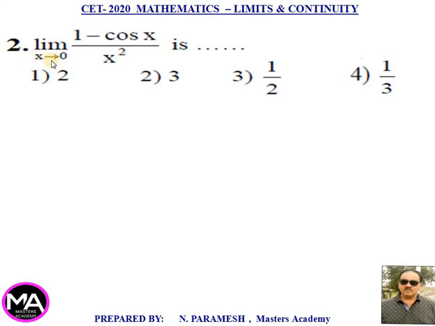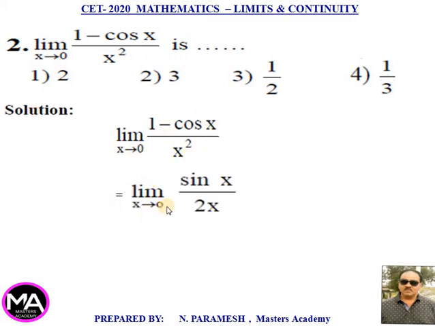Second question: limit as x tends to 0, 1 minus cos x divided by x square is, 4 options are given. Solution: differentiate with respect to x. Derivative of minus cos x is sin x, divided by derivative of x square, which is 2x. Taking 1 by 2 as common, limit of sin x by x is 1, so 1 by 2 into 1 is 1 by 2, that is there in option third one.